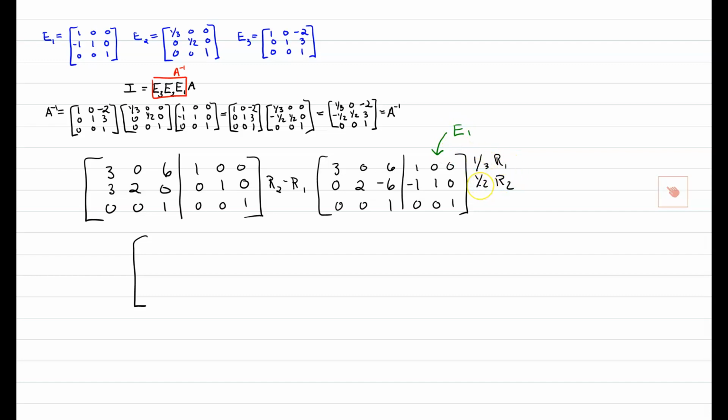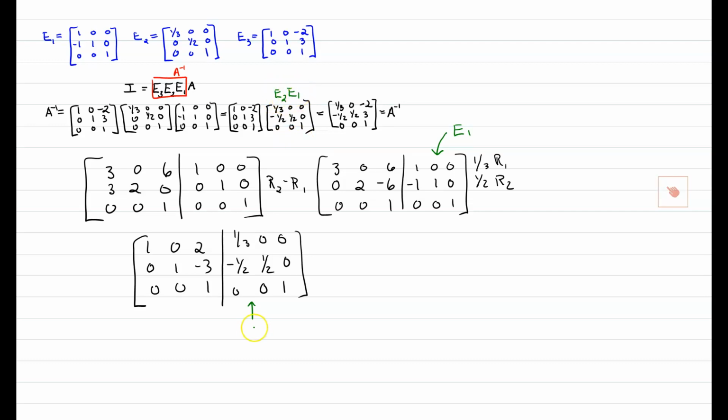Now if we take care of this scaling operation, let's see, we'll get 1, 0, 2, 0, 1, negative 3, and 0, 0, 1. I'm going to do the same operations to the right-hand side. So we'll have 1/3, minus 1/2, 1/2, 0. And so now just let's pause a second and notice that from our previous calculations, we can see that this is the same as E2 times E1, right, which is what that matrix was.